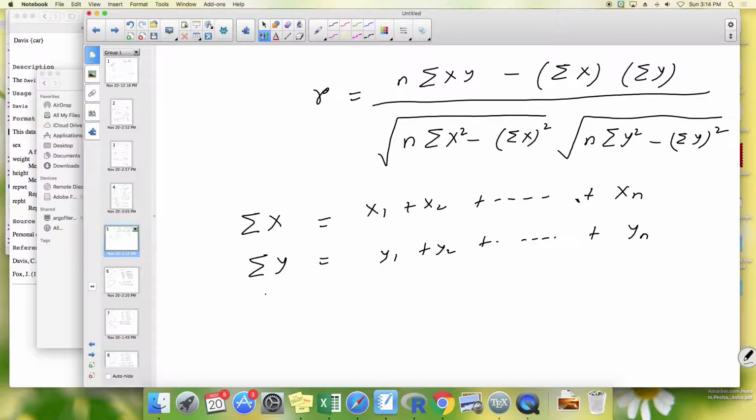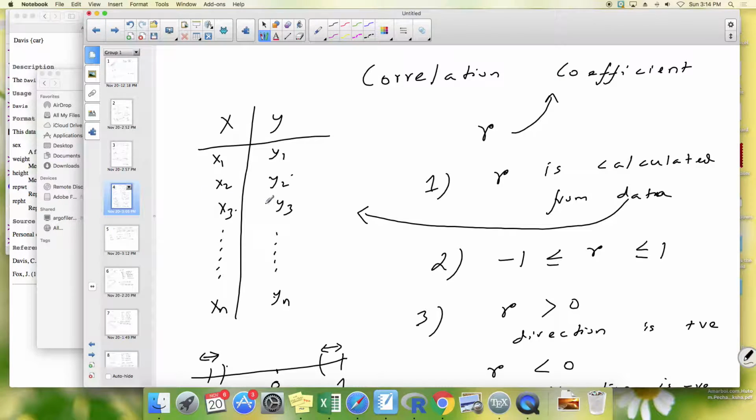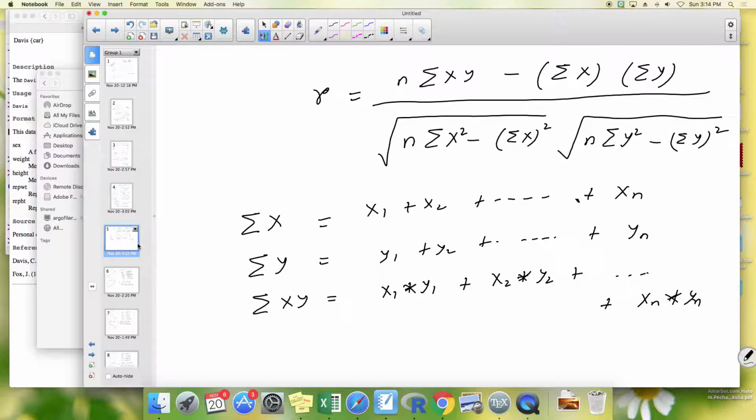So what does summation xy mean? That means x1 times y1 plus x2 times y2 plus dot dot dot xn times yn. So basically, if you have data like this, multiply the x and y column, so x1 y1, x2 y2, x3 y3, xn yn, and then sum them up. Pretty easy.